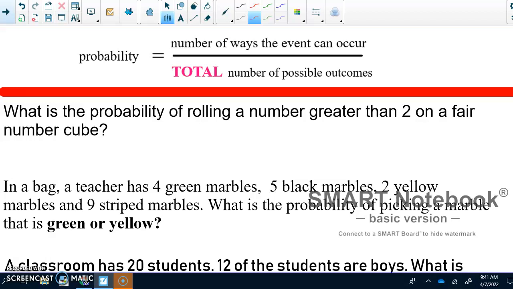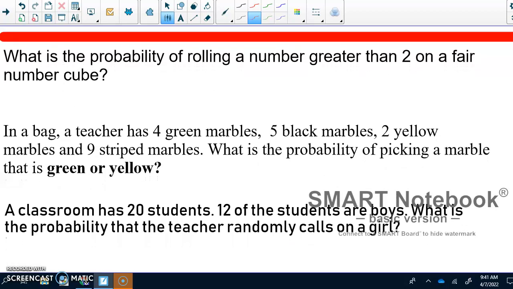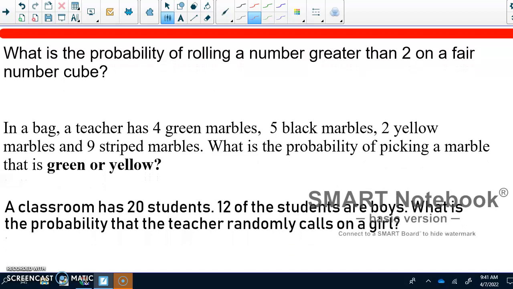So the way you set it up is the probability of an event is the number of ways an event can occur over the total number of outcomes. So take a minute or so and look at the first problem. What is the probability of rolling a number greater than 2 on a fair number cube? Stop the video, work the problem out, and then find your answer.